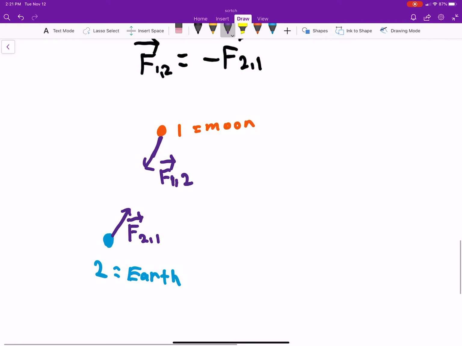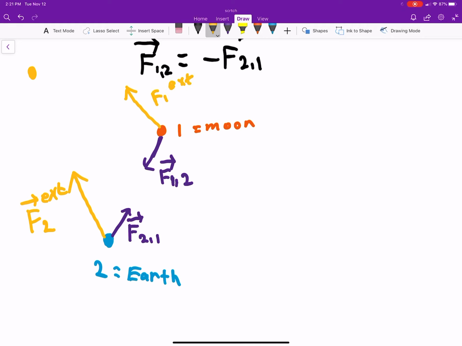So let's also add some external forces. Let's say we have the sun, and the sun also pulls on them, right? So we can say this is F2 external. This isn't part of our system per se, but maybe it's an alternative force. And this is force 1 external. I think I have enough room. Okay.